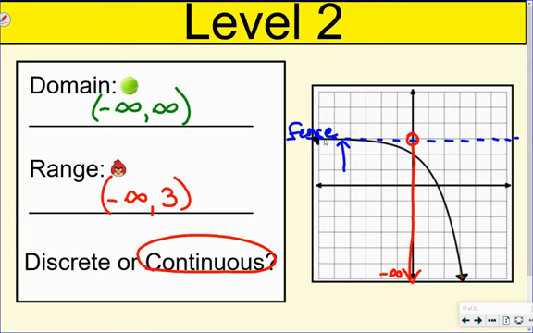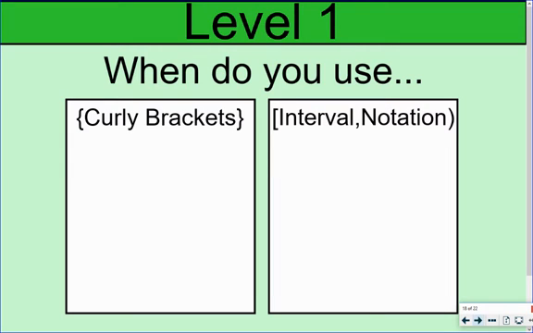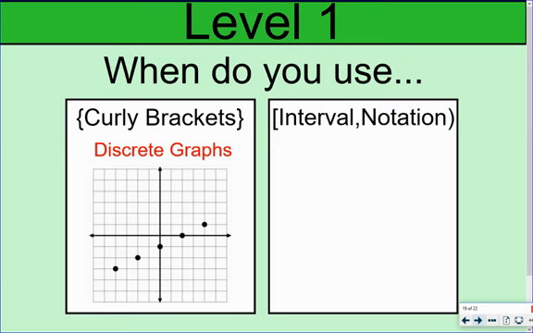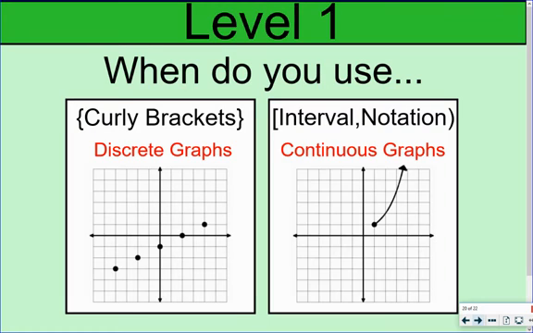It is continuous. So let's do a little bit of a summary. First, when do you use curly brackets? We only did one example of this today because we've already learned it, but curly brackets are on discrete graphs. That's when you're labeling individual points that are part of your domain. When do you use interval notation? When you have a continuous graph because it's saying, hey, I don't want to list this point and this point and this point and this one. I just want to say it's between here and here.